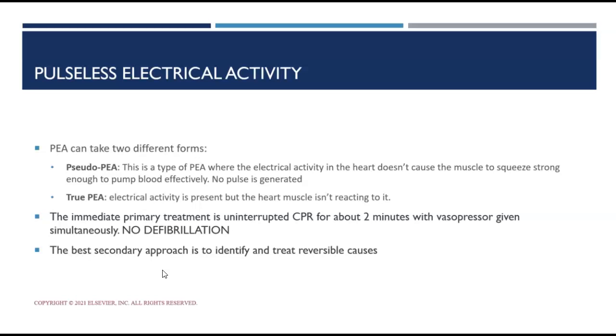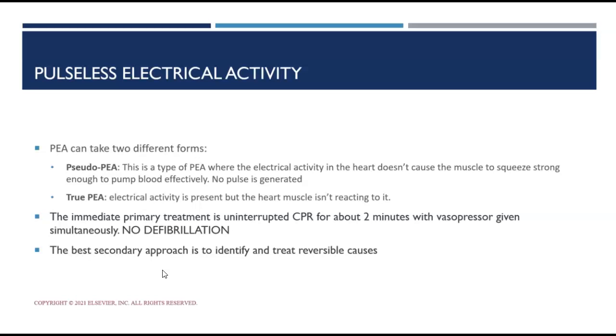So the primary treatment for this is to do that uninterrupted CPR. Because there's electrical activity in the heart already and it's organized and it's an issue with the heart muscle contracting, I'm not going to defibrillate this patient. I'm just going to be giving a vasopressor, which is epinephrine. The mechanism of action for epinephrine is not only vasopressor, but it also increases the heart's contractility. So it's going to make the heart want to squeeze harder.